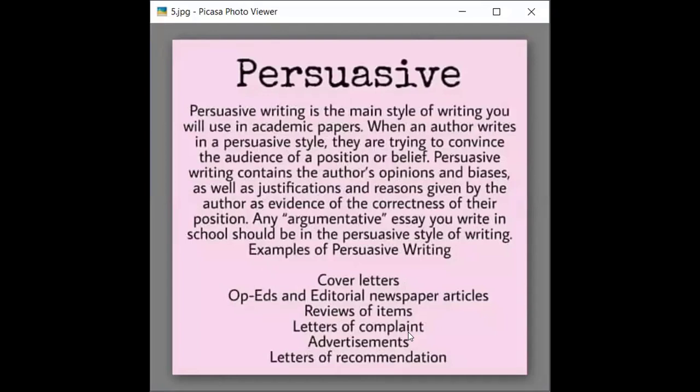Persuasive writing is the main style of writing you will use in academic papers. When an author writes in a persuasive style, they are trying to convince the audience of a position or belief. Persuasive writing contains the author's opinions and bias as well as justifications and reasons given by the author as evidence of the correctness of their position. Any argumentative essay you write in school should be in the persuasive style of writing. Examples of persuasive writing: cover letters, op-eds and editorial newspaper articles, reviews of items, letters of complaint, advertisements, letters of recommendation.